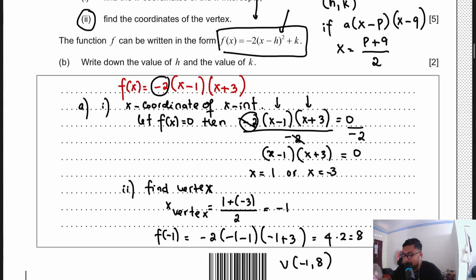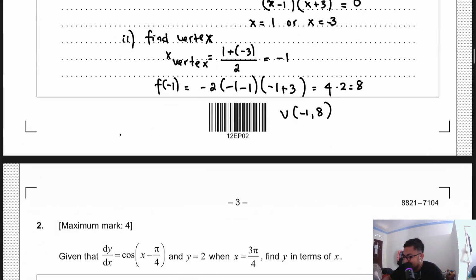So, the last question: write down the values of h and k. I think just h equal negative 1 and k equal 8, and that's all. Okay, that's it. H is the x coordinate of the vertex, and k is the y coordinate of the vertex. That's it.